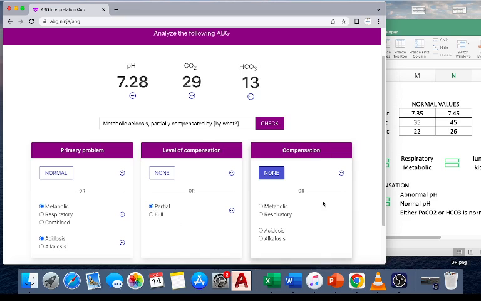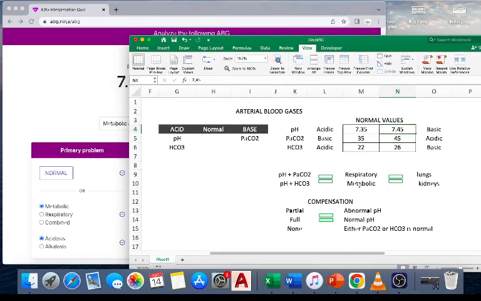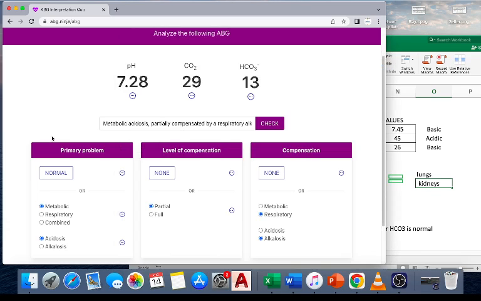Now for this portion, we would look at this part. If it's metabolic acidosis, the counterpart would be respiratory alkalosis. The reverse of metabolic is respiratory, and the reverse of acidosis is alkalosis. So it means there's a problem with the metabolic system, or the kidneys, and the respiratory system, or the lungs, is trying to compensate to correct the primary problem.